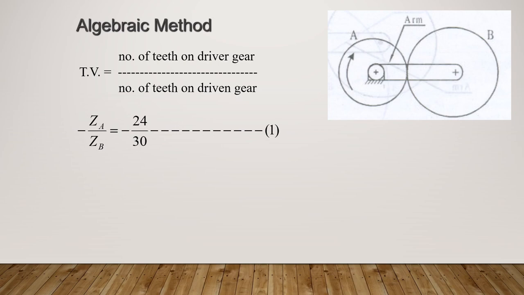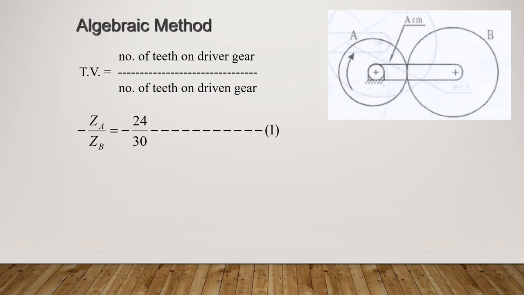When you write the train value, as I already told, it is the number of teeth in the driver gear A to the number of teeth in the driven gear B, so ZA by ZB. When you give clockwise rotation to gear A, gear B will rotate in the anticlockwise direction, so I will put a negative sign. Substitute the values: there are 24 teeth in A and 30 teeth in B. Don't solve this, leave it as it is, because we have to equate it later. Let the fraction be as it is. Give this as equation 1, with a negative sign: minus 24 by 30.